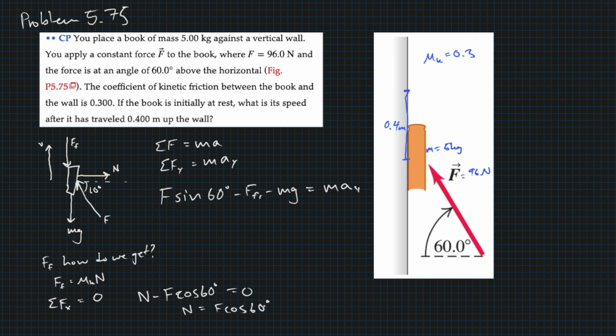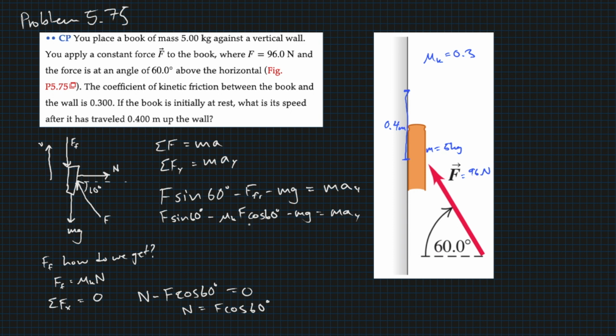Awesome. So I know the normal force. I can plug it into my force of friction equation and into my big equation here. F sine of 60 degrees minus force of friction, which becomes the coefficient of kinetic friction times the normal force, which is force F times cosine 60 degrees, minus mg is still there, equals m a in the y direction.